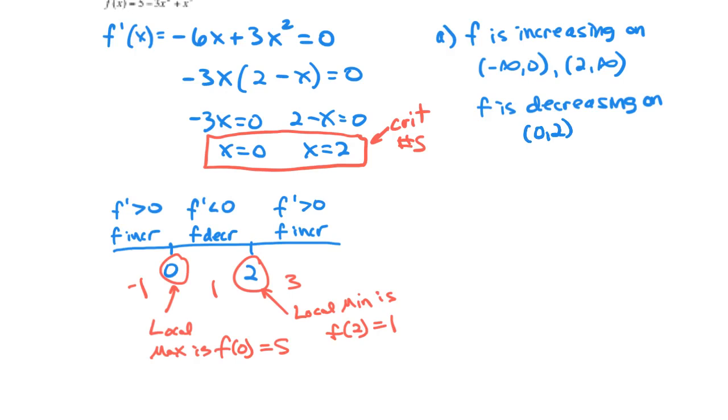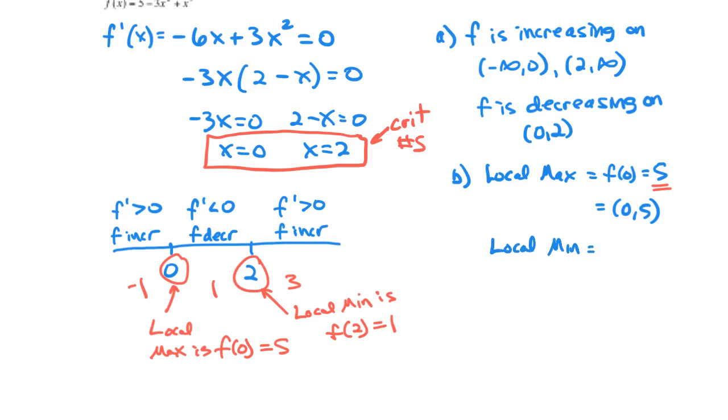And part B says find the local max and local min values. Well, part B, local max, I guess we could just say equals f of 0, which is 5. So really the local maximum is this 5 here. Or what some people do is they write it as a point. So local maximum equals 0, 5. That works. Local min, I guess if you write this as a point, you could say is 2, 1.